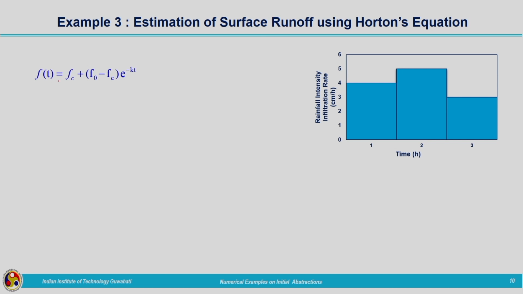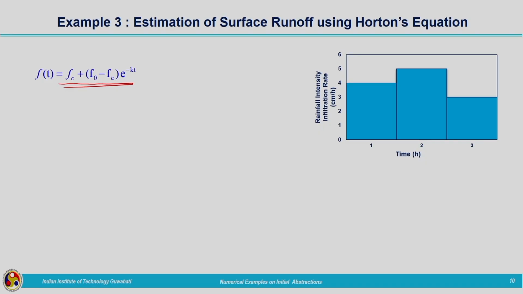Now, the infiltration equation is given to you in the form of Horton's equation. You might be remembering Horton's equation which we have covered in the 3rd module. f of t is equal to f c plus (f naught minus f c) e to the power of minus k t. This is the form of Horton's equation. So, the given equation is similar to this equation. You can compare each other.